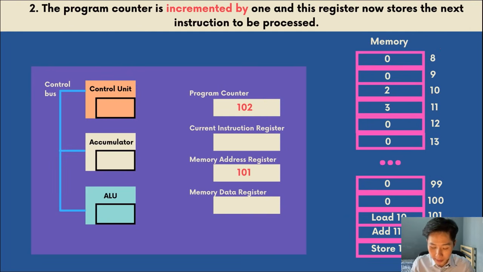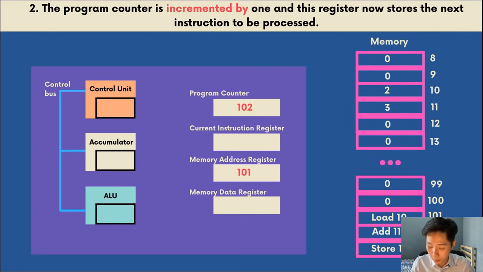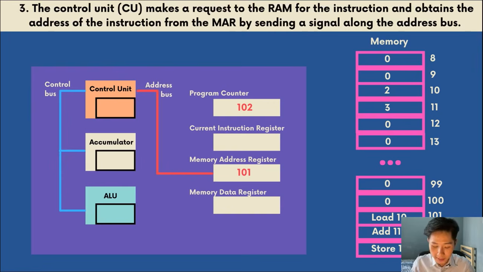Step number 2, the program counter is incremented by 1. So from 101 it is incremented to 102, so that the computer will know what is the next instruction that needs to be carried out after load 10. Step number 3, at this point we already know what is the instruction that we need to carry out, which is 101, and the control unit will then make a request to the RAM for the instruction and obtain the address of the location from the MAR by sending a signal, which means the control unit will now get the address, which is 101, from the memory address register.